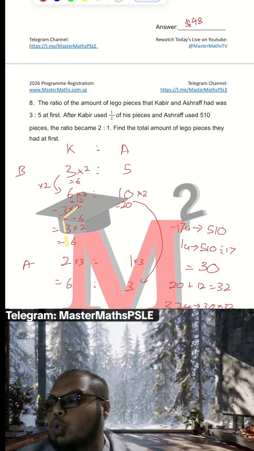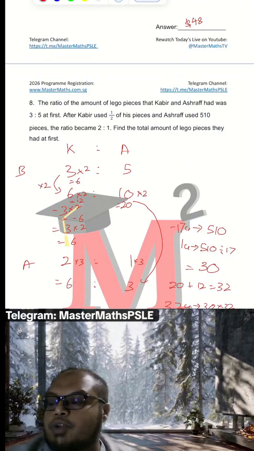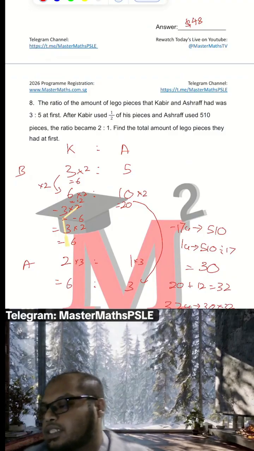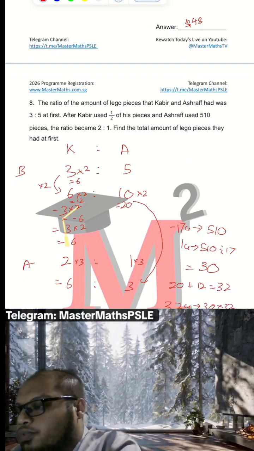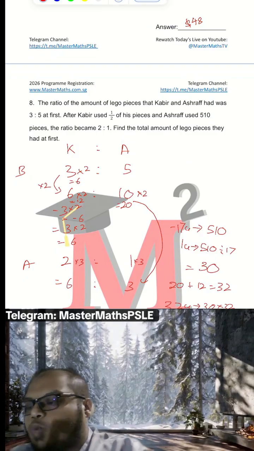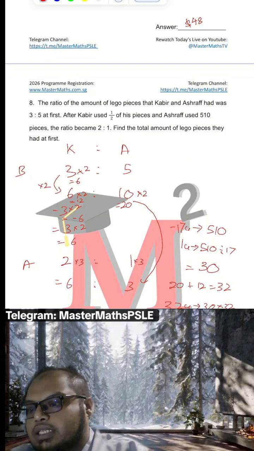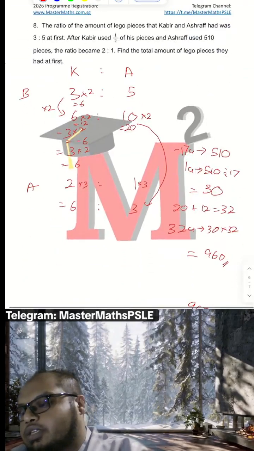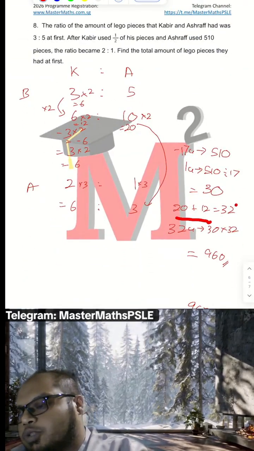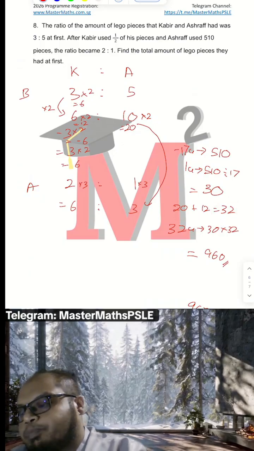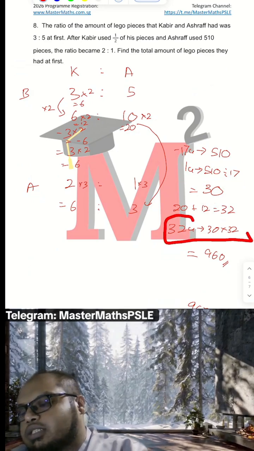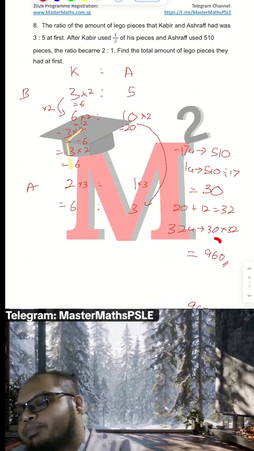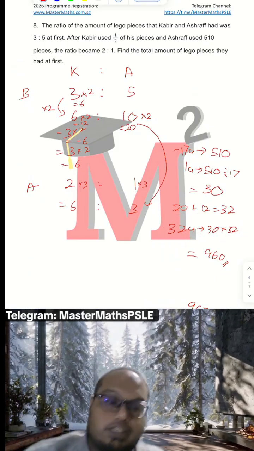So with that, they're asking us for the total amount of Lego pieces they had at first. So what they had at first was this 12 and 20. That's why I do here 20 plus 12 equals 32. 1 unit is 510 divided by 17, I got 30. So 32 units is 30 times 32, becomes 960.